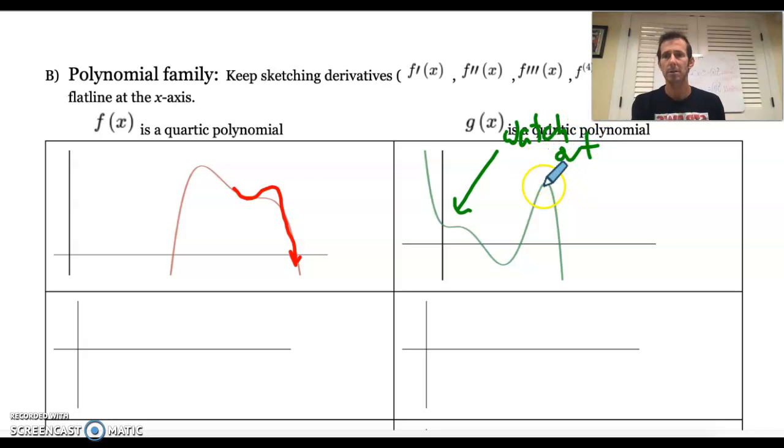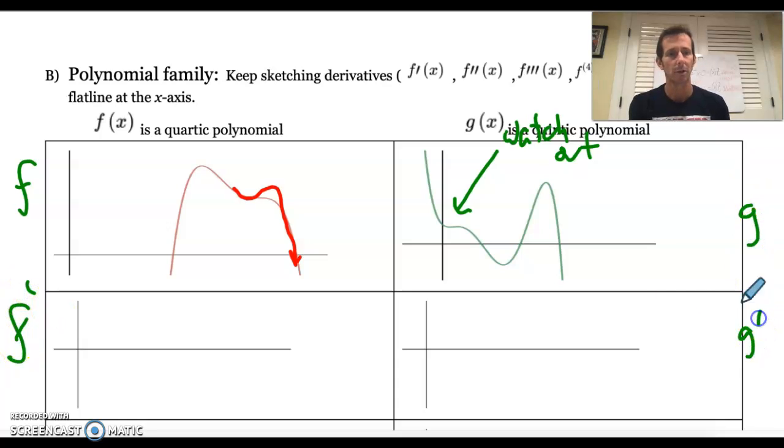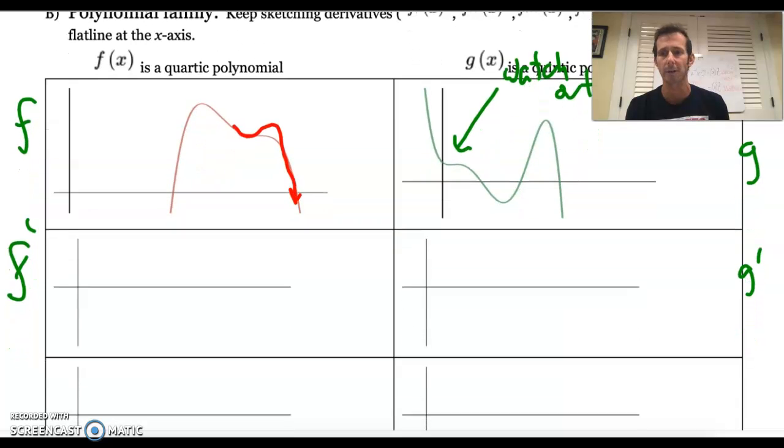So I want you to pause the video, and I want you to try to do what we were doing. Make sure you label, like, this is F, this is going to be F prime, this is G, this is G prime. But you're going to do F all the way down to the very bottom. So you're going to keep going until you are at the last graph. So you just keep graphing derivatives.